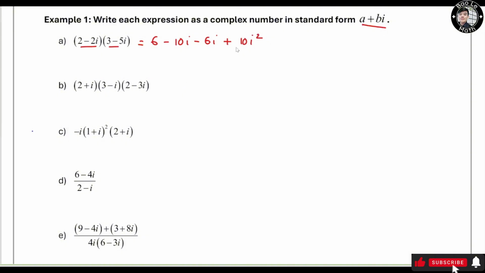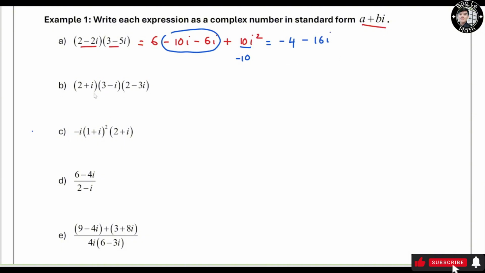Now we're going to simplify this. Observe that i squared equals negative 1. So this turns out to be negative 10, right? So 6 minus 10 is going to be negative 4. And this one is the real part, right? Now the imaginary part is right here, right? We're going to simplify this one. It's going to be negative 16i, right?